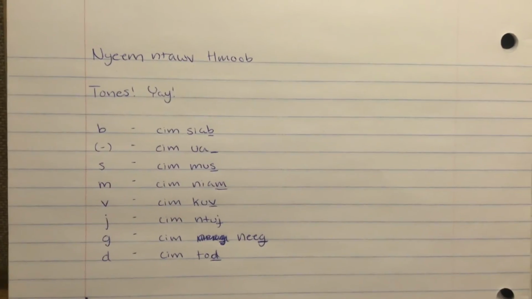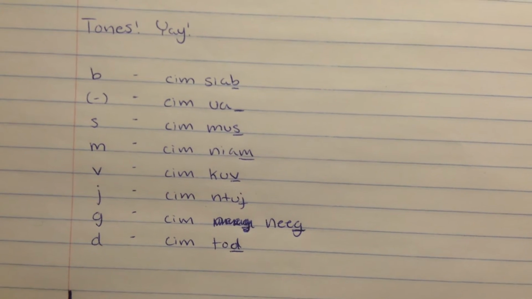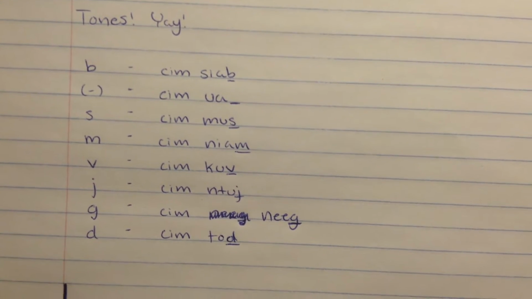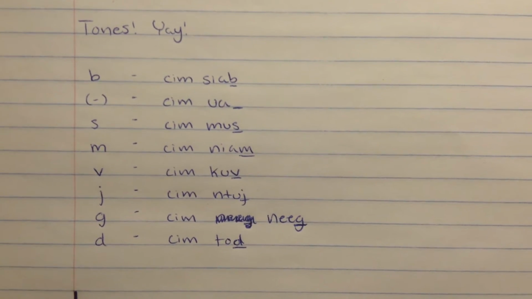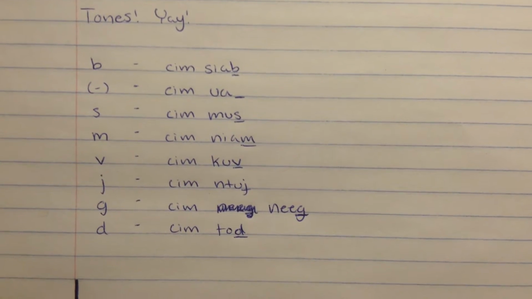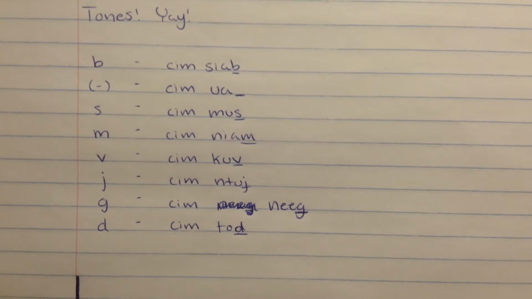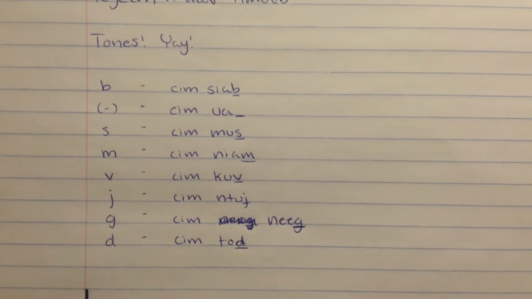Okay, so I'm going to read through them real quick. So there's the B, the no tone one that you just leave off. You don't put any consonant on the end. An S, an M, a V, a J, a G, and a D. And so these tones are put on the end of the word.